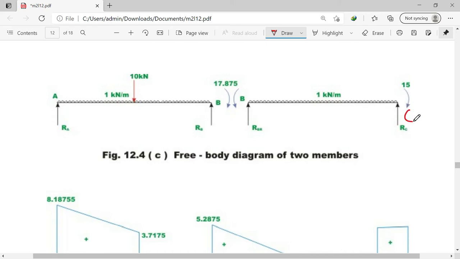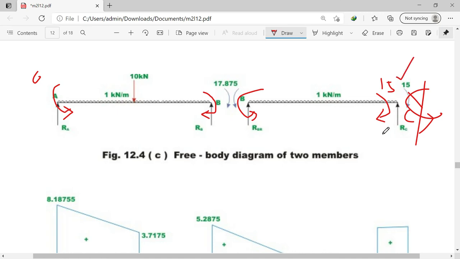This is the BC span. Then we have to apply the loading or moment which we have already calculated, that is 17.78. When it goes from the left hand side, it will always be clockwise, and from the right it will be anti-clockwise. We can also show the moment here. But we know that the effect of the moment at support A is 0 because it is a free support, and here also 15 kilonewton is acting. So this 15 kilonewton will be acting like this.